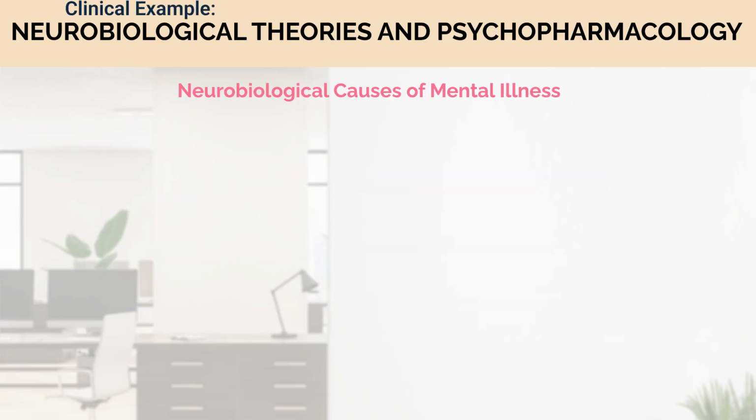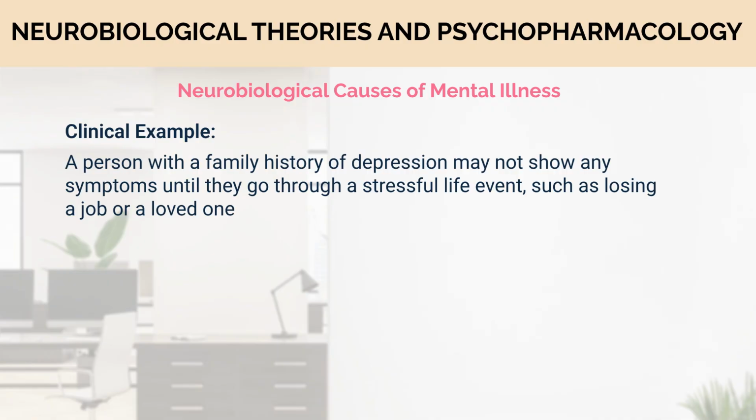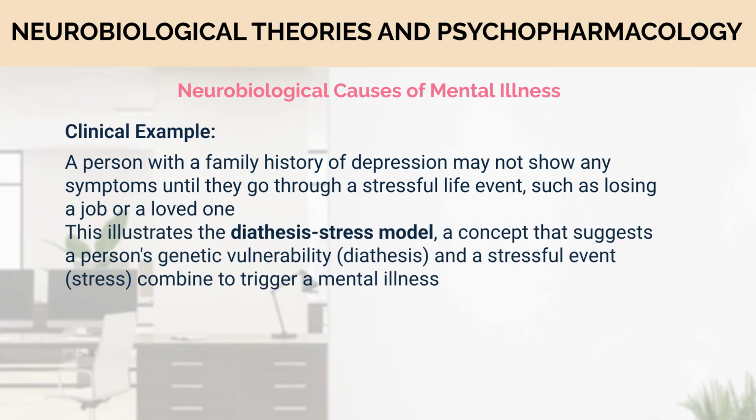Let's look at a clinical example. A person with a family history of depression may not show any symptoms until they go through a stressful life event, such as losing a job or a loved one. This illustrates the diathesis-stress model, a concept that suggests a person's genetic vulnerability, diathesis, and a stressful event, stress, combine to trigger a mental illness.